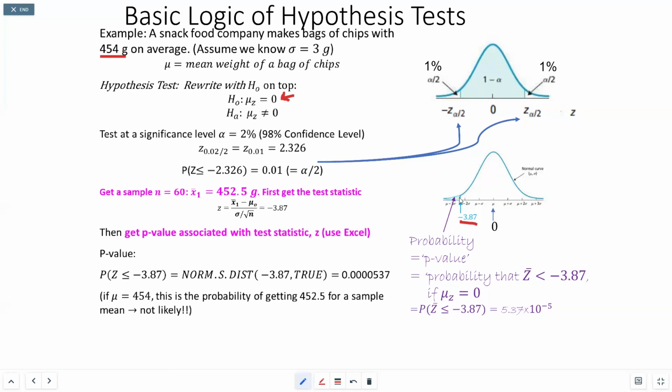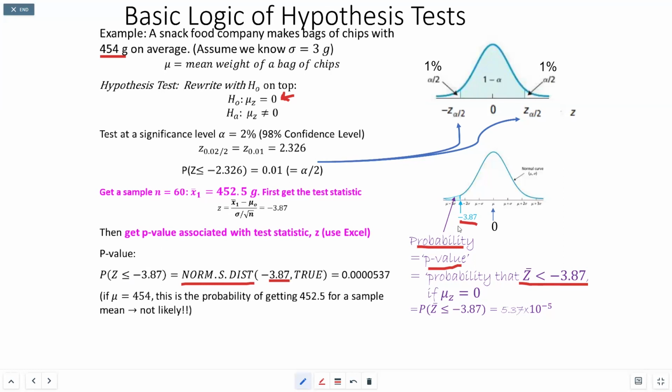We want to get the area under the curve up in that tail up to the negative 3.87. All right, and that is what we call the p-value. That probability is the p-value. It's the probability that any standardized sample mean would be less than negative 3.87 if the truth is that the mean is 0. So in Excel, this is done with a function called NORM.S.DIST for the standard normal distribution.